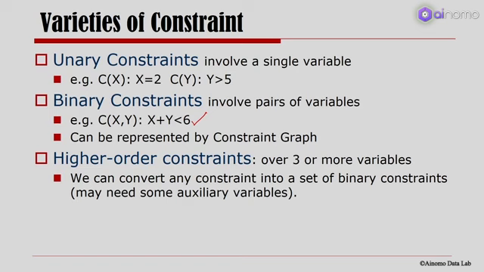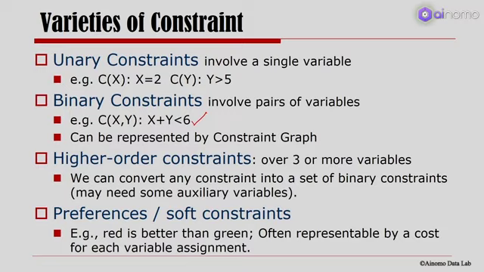The fourth type of constraint that we could have are called preference or soft constraints. Things like we could have constraints stating red is better than green. They are often representable by a cost for each variable assignment.